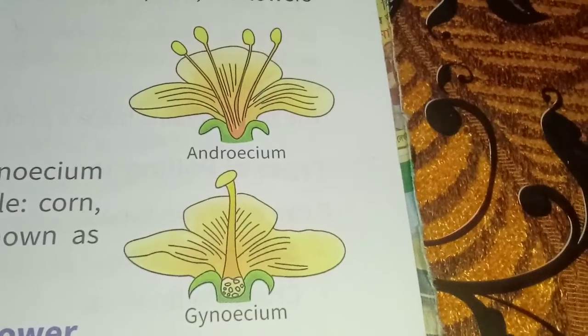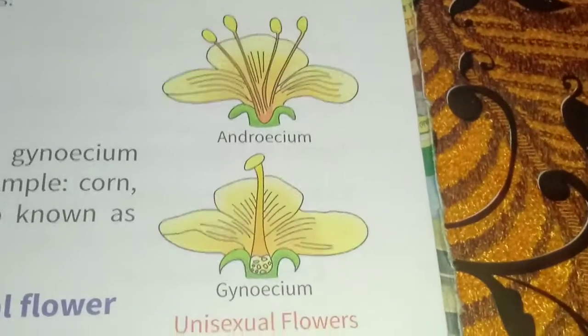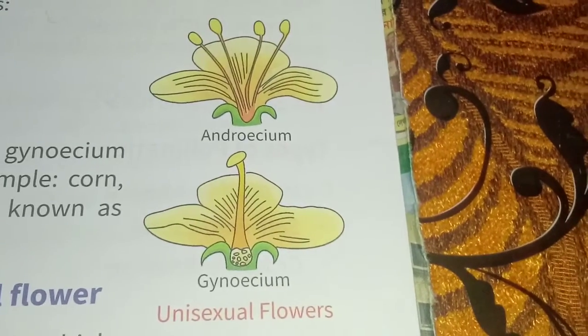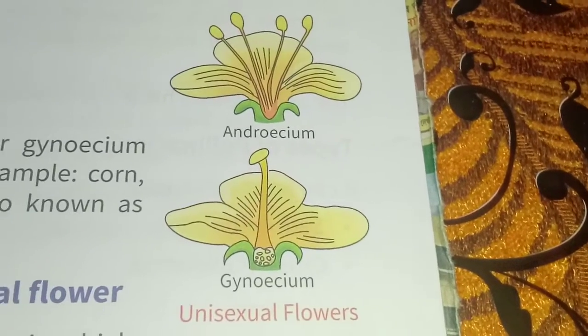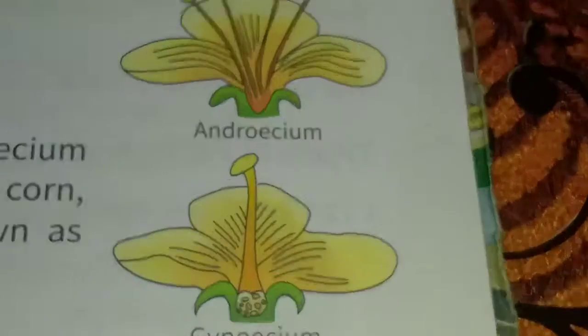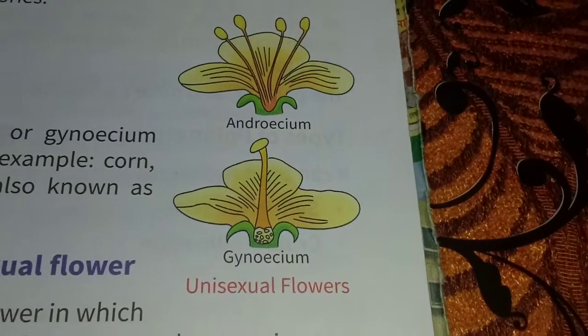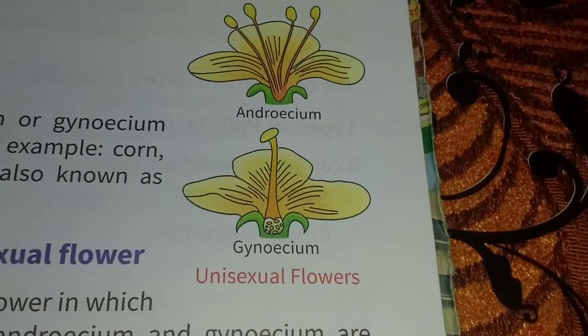So today we will learn about types of flowers. Have a look at the book, page number 55, and please learn it. Today we will discuss types of flowers. On the basis of the presence of male and female reproductive parts, flowers are classified into two categories: unisexual flowers and bisexual flowers. Firstly, I'll tell you about unisexual flowers.